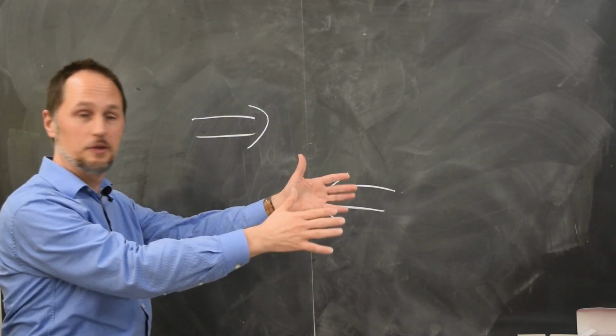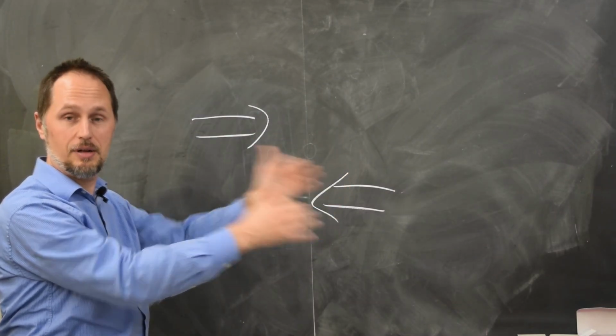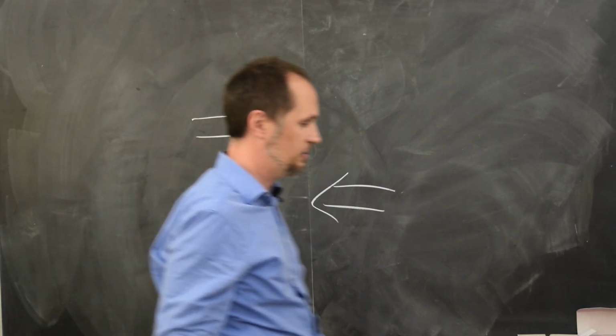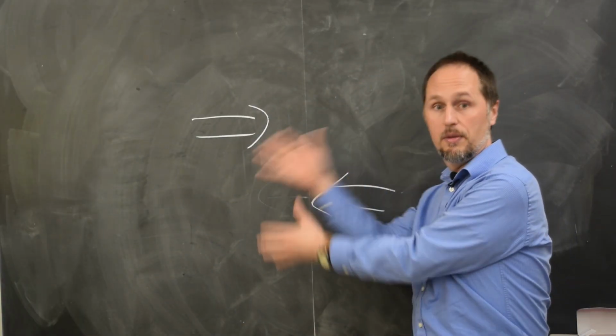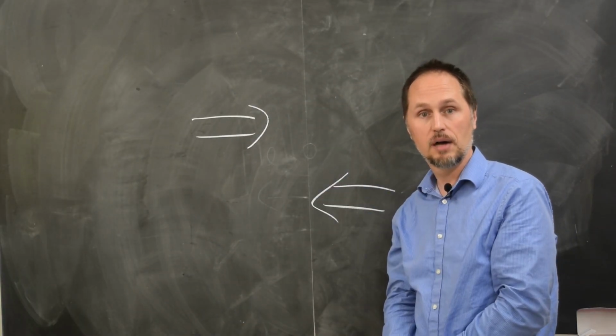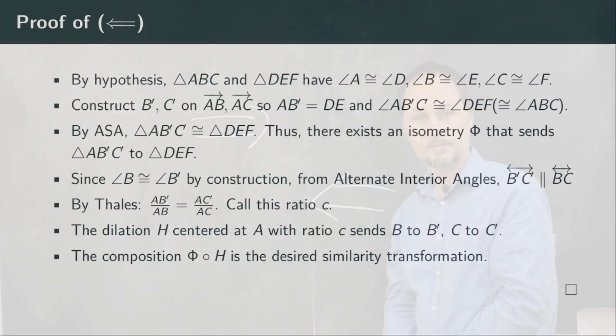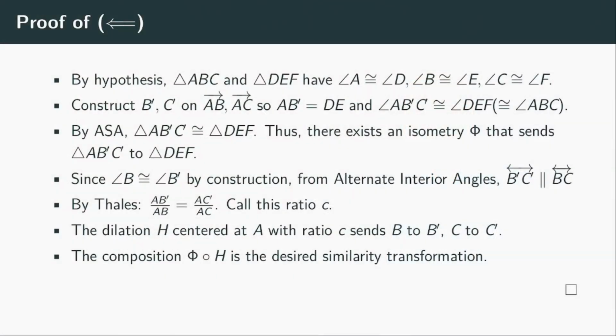Okay, we finished proving the forward implication of this result. Now it's time for us to do the backwards implication of our if and only if statement. So remember, we now assume that the triangles ABC and DEF have the property that the angle in A is congruent to the angle in D, the angle in B is congruent to the angle in E, and the angle in C is congruent to the angle in F.